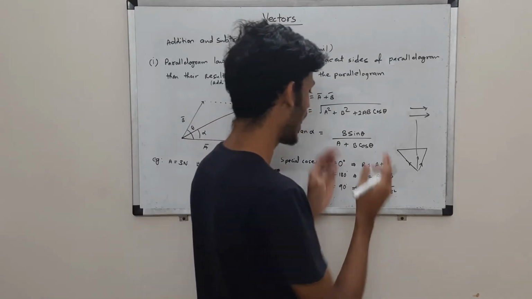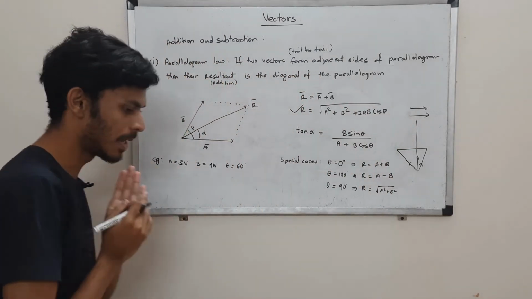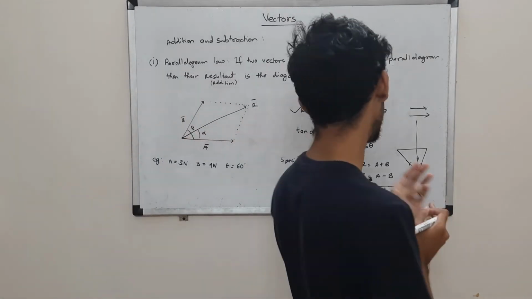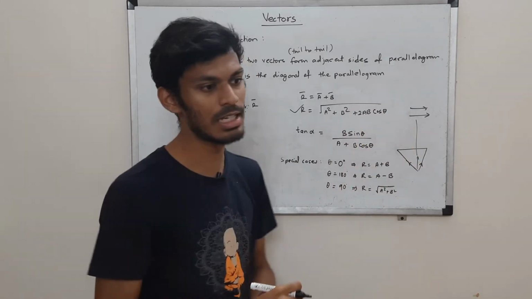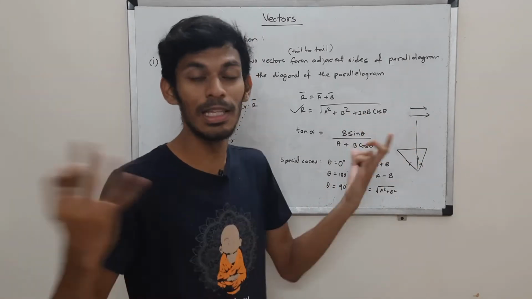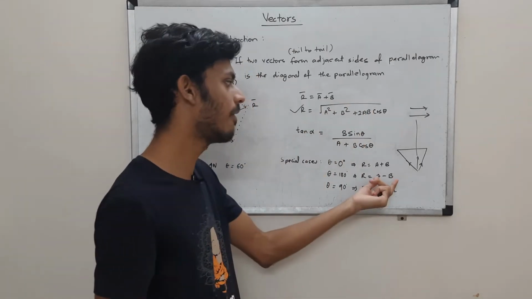And when the angle is 180 degrees, cos of 180 is minus 1, right? So it is A square plus B square minus 2AB, which is like A minus B the whole square. So that whole square and the square root will cancel, and you will have A minus B.